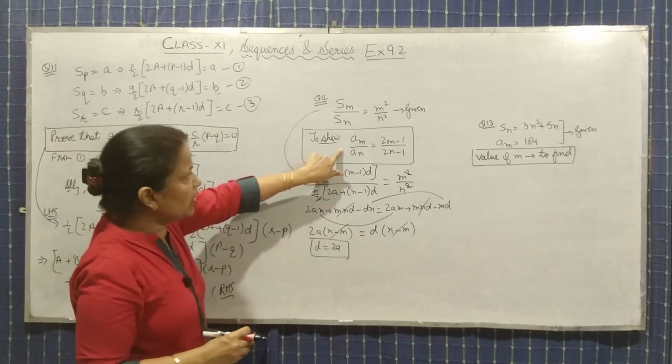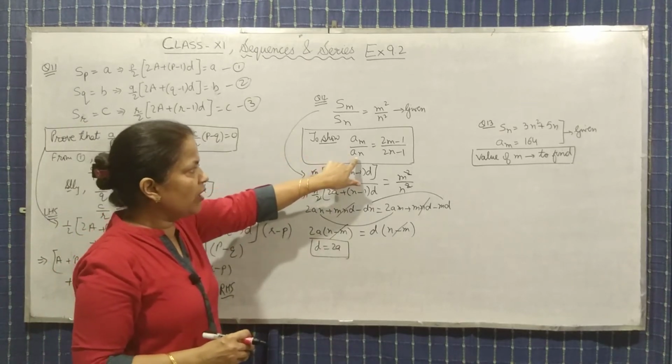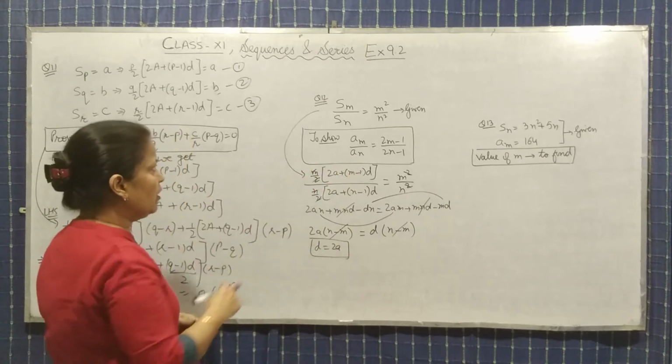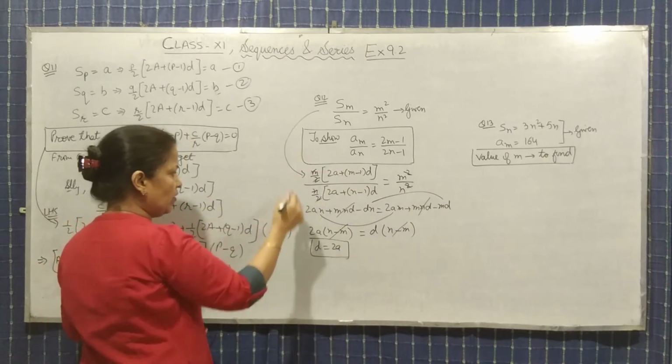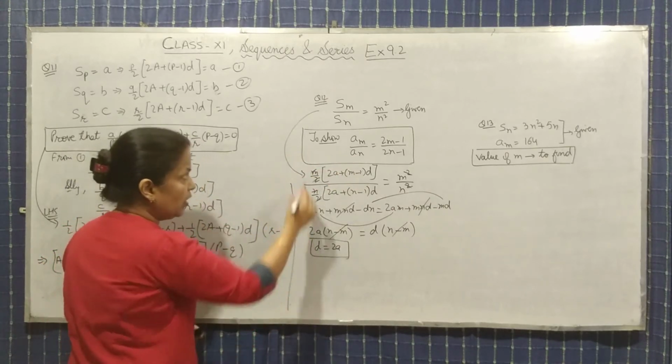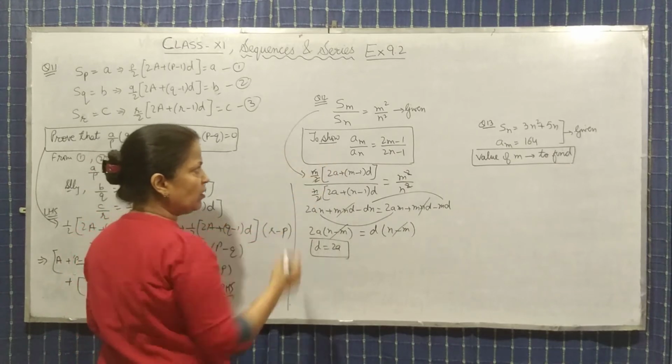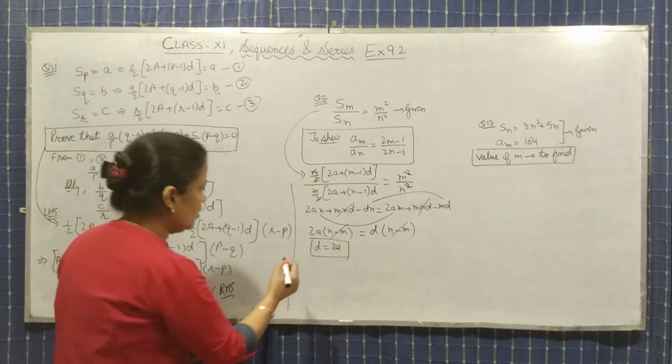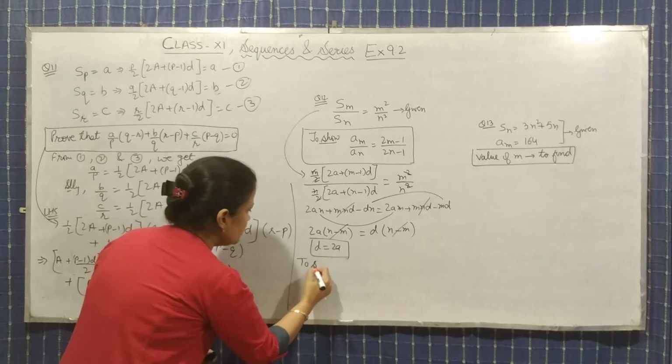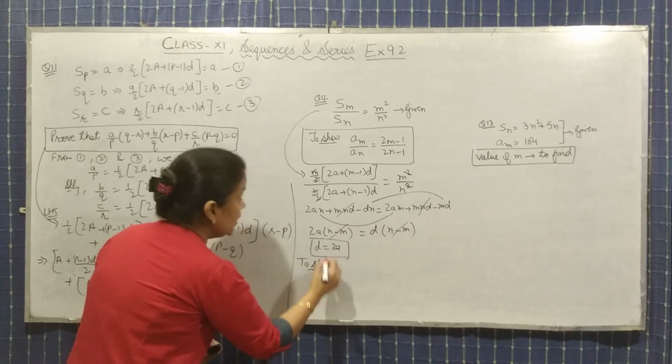Now the question is the ratio of the mth term and nth term. So how can we rewrite this part? How can we write it? The mth term, mth term means to show the mth term.